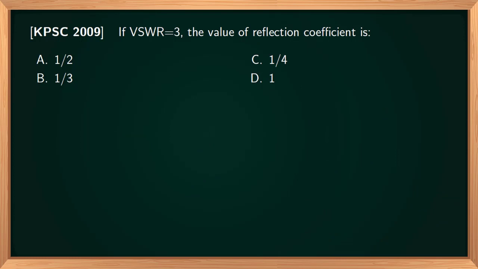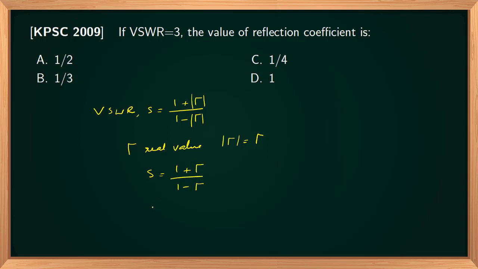So in this question, VSWR is given. We have to find the reflection coefficient. VSWR, voltage standing wave ratio, that is S equal to 1 plus mod tau by 1 minus mod tau. Tau is a real value, so mod tau is simply equal to tau. So S equal to 1 plus tau by 1 minus tau. From this formula, we can calculate the reflection coefficient tau as S minus 1 by S plus 1. Substitute for S, S is 3. 3 minus 1 by 3 plus 1, that is 2 by 4 equal to 1 by 2. So the reflection coefficient is 1 by 2.